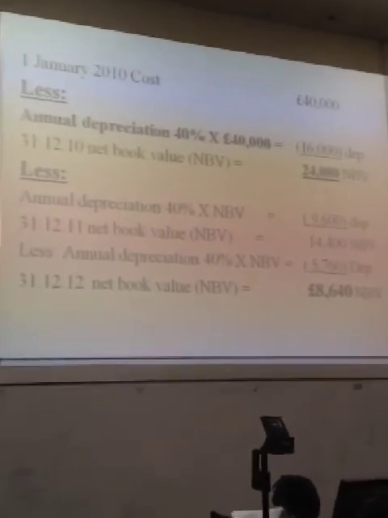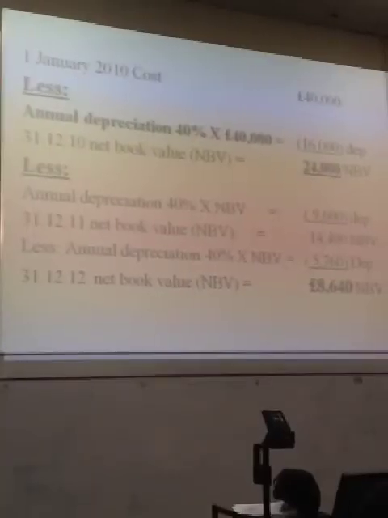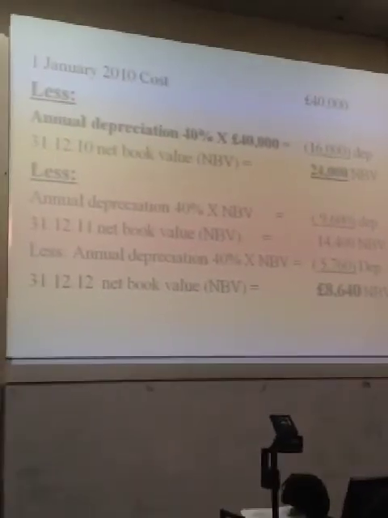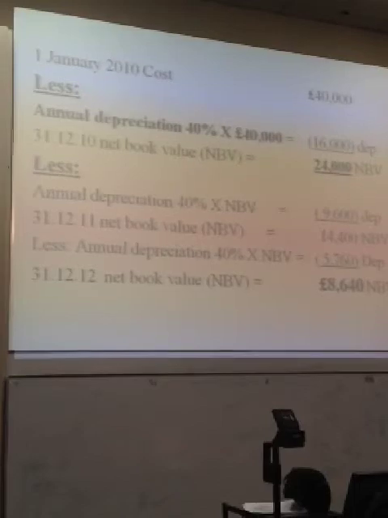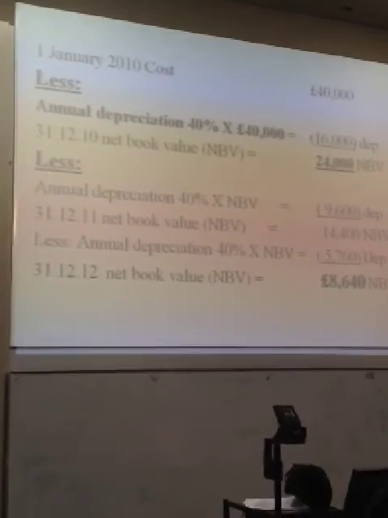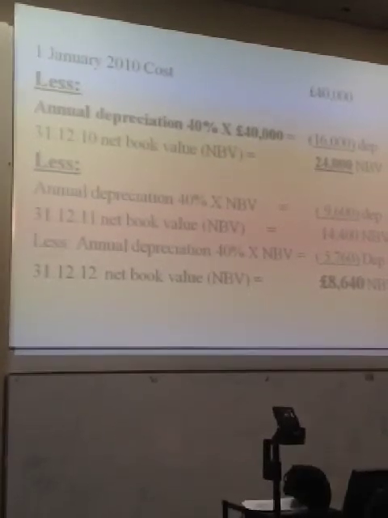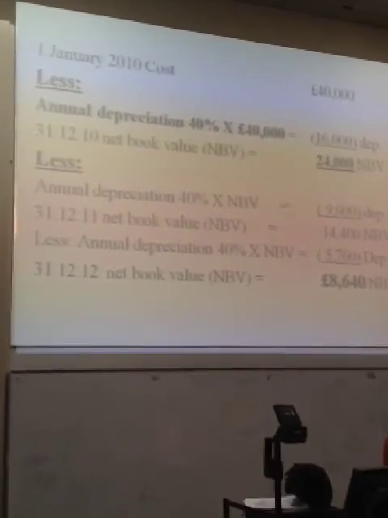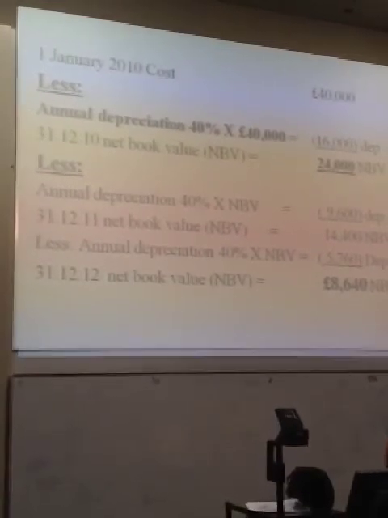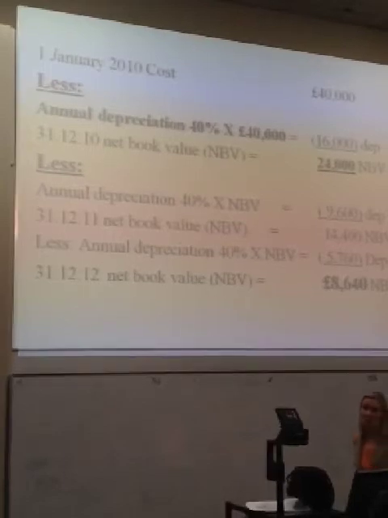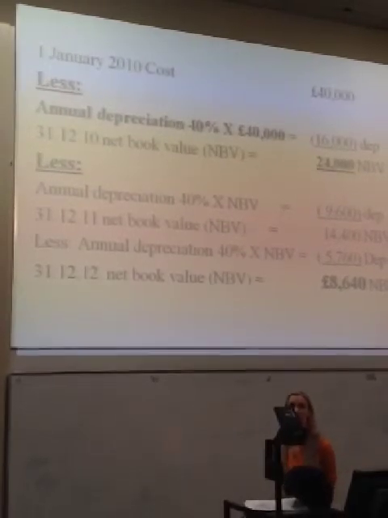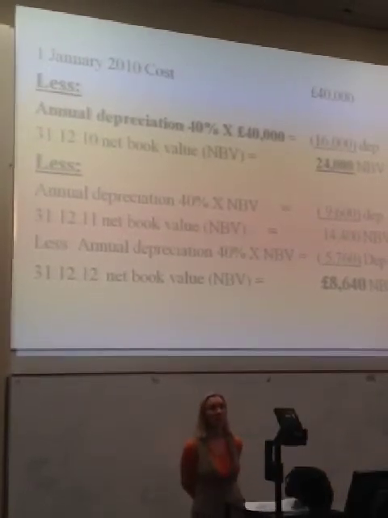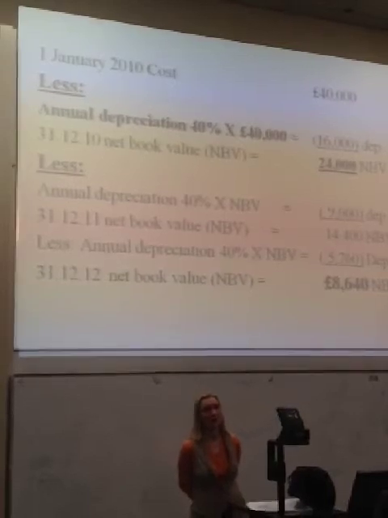In the next year, you take the 24,000 and you multiply that by 40%. 4 fours are 16, carry 1. 4 twos are 8, add the 1, 9,600. 24,000 less 9,600 gives you £14,400 net book value, and so on and so forth. Can you see how it goes?